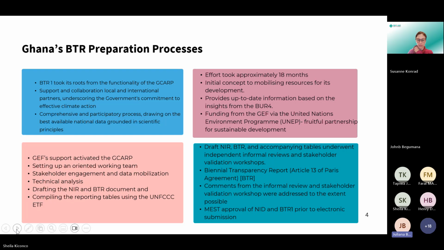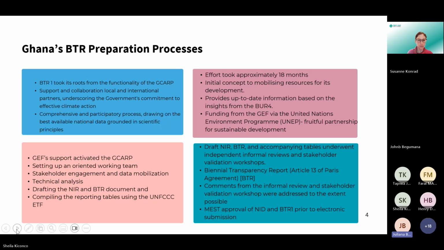And when that was done, we also ensured that right from the onset, we had a very good stakeholder engagement process, because when it comes to data mobilization, we had to leverage data from these key stakeholders. And so we engaged them, we walked them through the process based on the CBIT1 projects that we had developed. And so they had some knowledge on the development of the BTR.